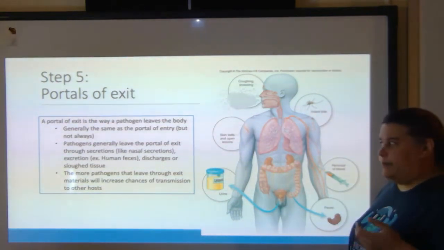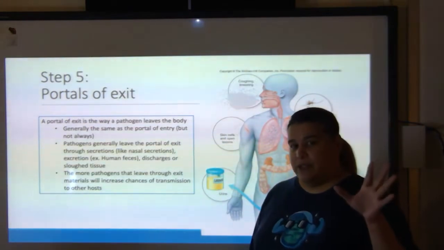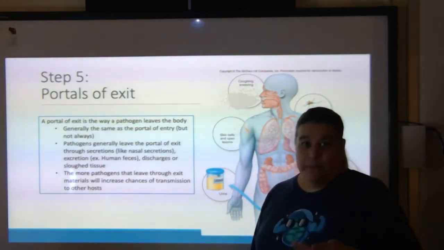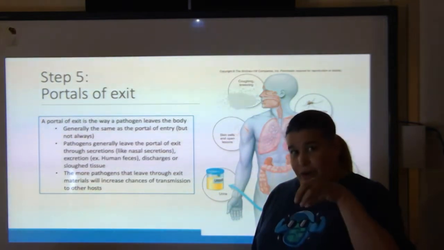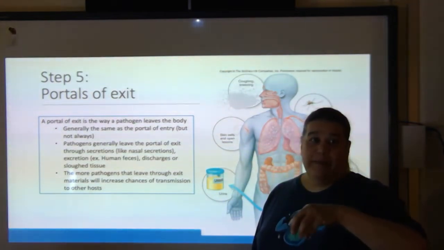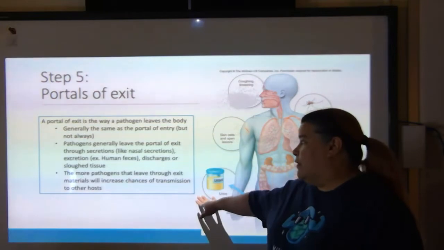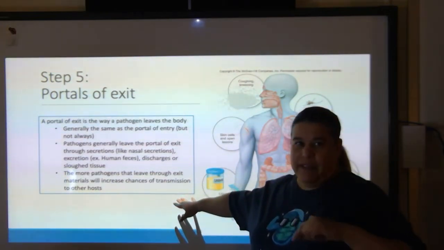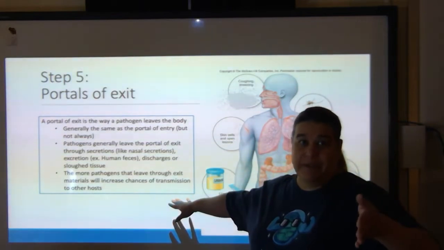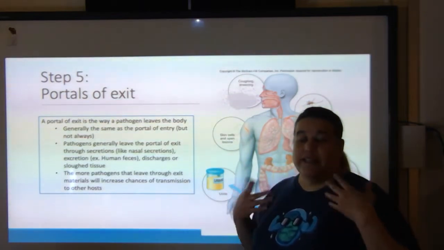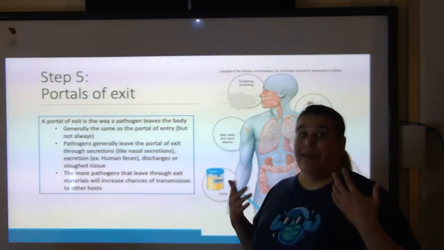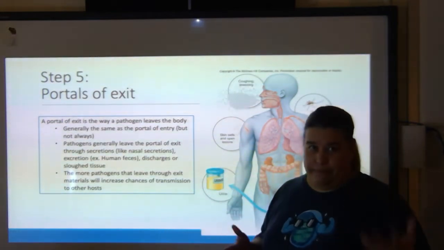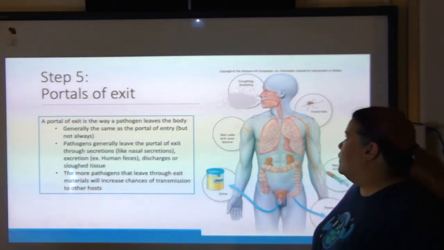sloughed off tissue. The higher the number of pathogens that use the portal, let's say a sloughed off piece of skin, the higher the number of microbes on that piece of skin, the more likely it is that it will infect the next person it comes into contact with. The transmission is more likely the higher the number that are exiting through these portals.